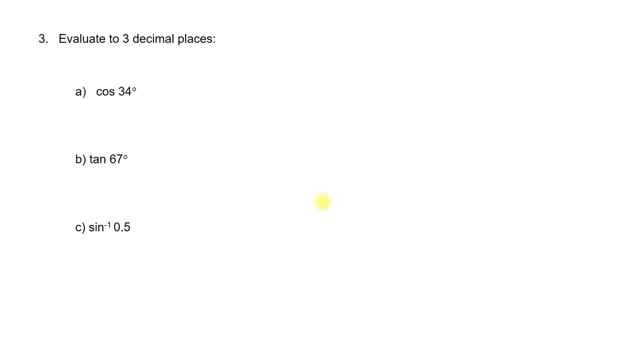Evaluate to 3 decimal places the cosine of 34 degrees, the tangent of 67 degrees, and the inverse sine of 0.5 degrees.